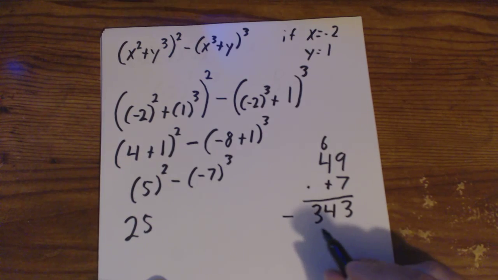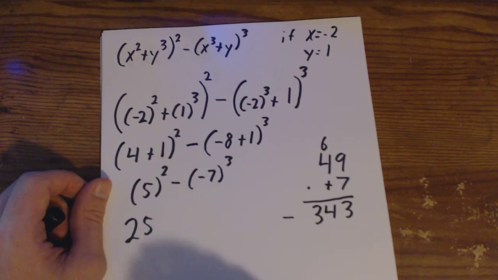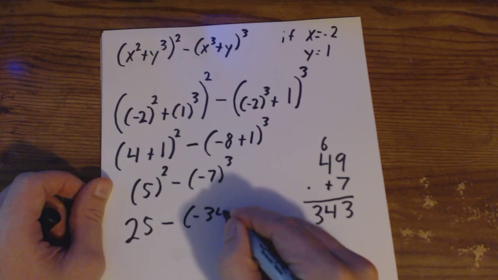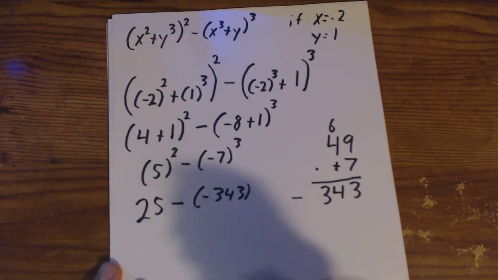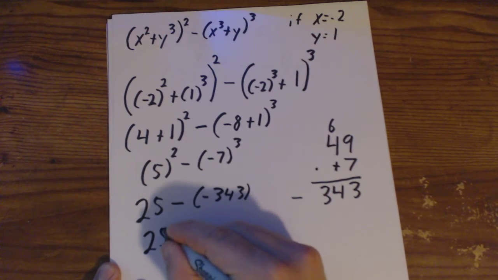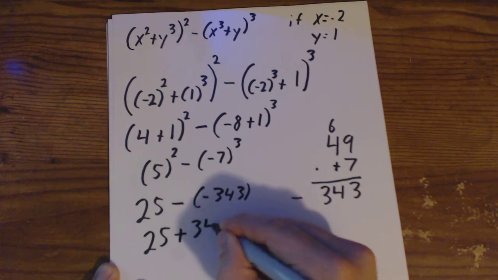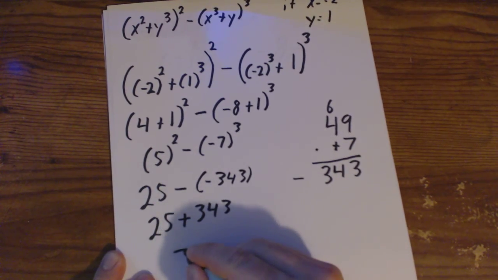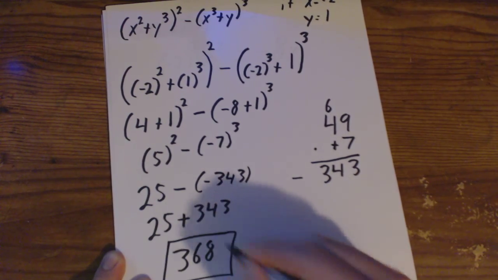We're getting -343. Now, we're subtracting here. So we're subtracting -343. Remember, when you're subtracting a negative, it turns into addition. Right? If you take away something that's negative, you're essentially adding. So change this to a plus 343. 25 plus 343, our answer is going to be 368. It's that easy.